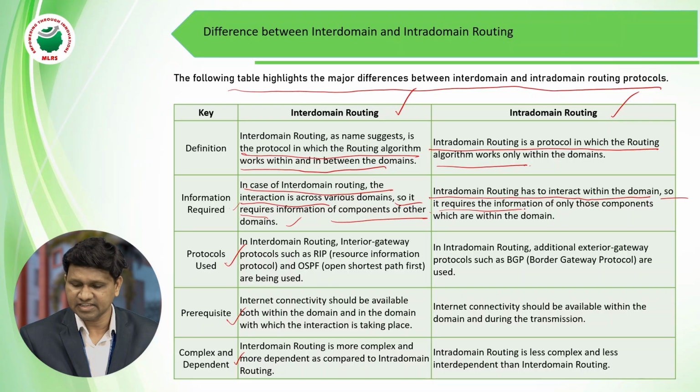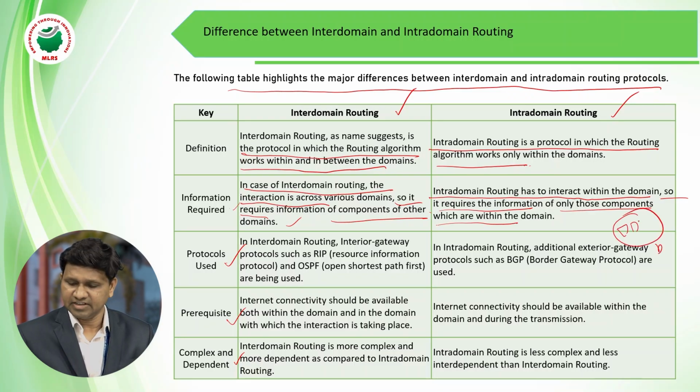so it requires information of only those components which are within the domain. Suppose, for example, I have a domain, and in that we have different types of devices. Within the devices we can exchange the information, but each and every device's information must be known to the domain. That is intra-domain. If different information is required from different domains and different networks, that is a different story: inter-domain.